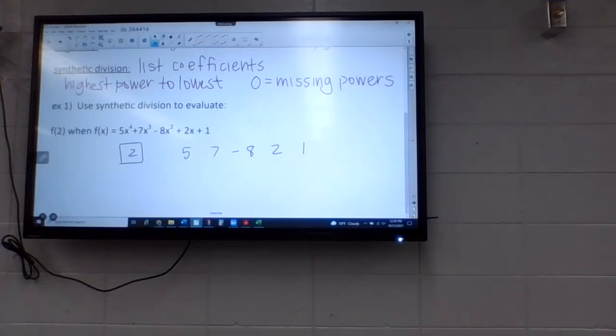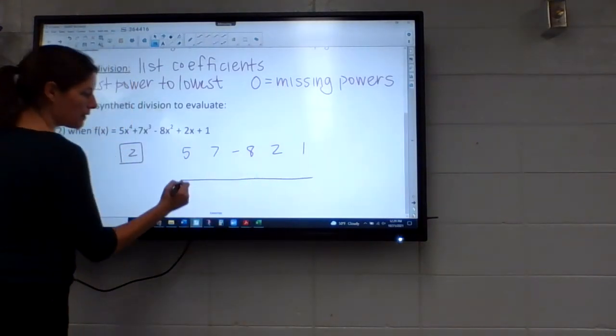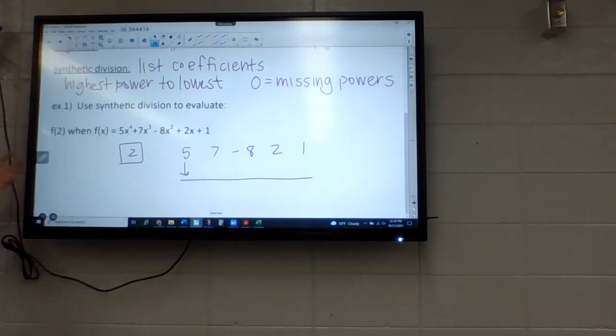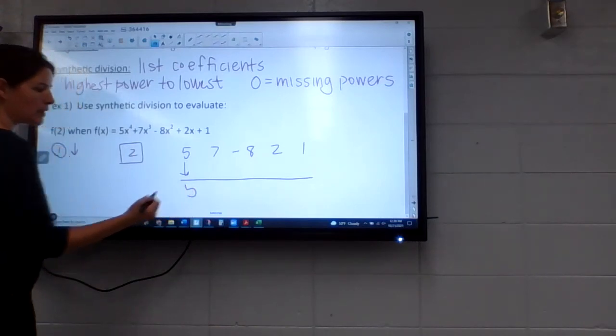Now, this would be really easy to forget how the process goes, because there's not a good reason why, but this is what we have to do. So this is just getting used to the steps. We start by dropping the first term down. So if you want to write little steps over here, our first step is drop down. It'd be really easy to forget that first step because you only drop down the one time. So I just bring this 5 down.